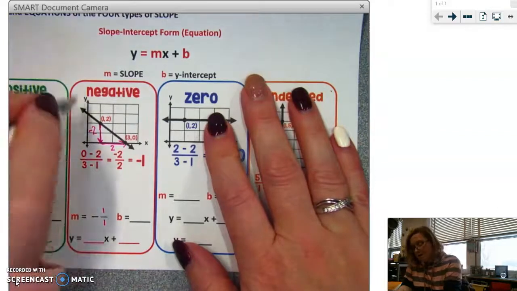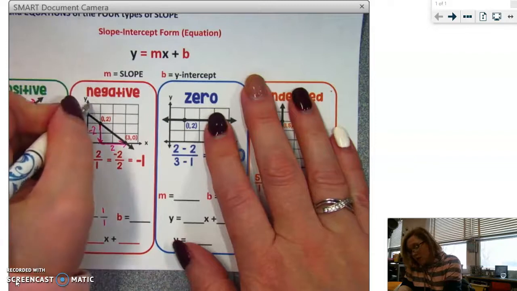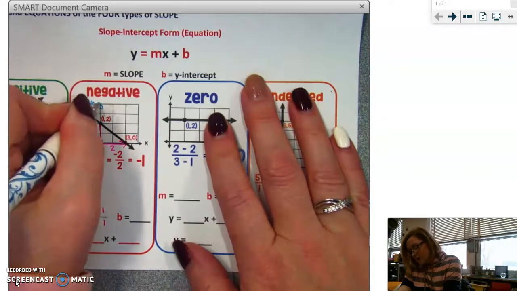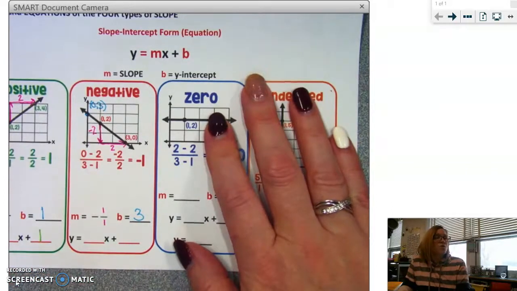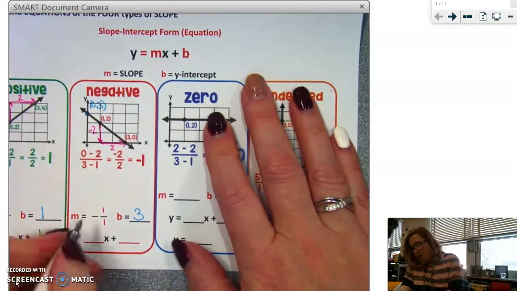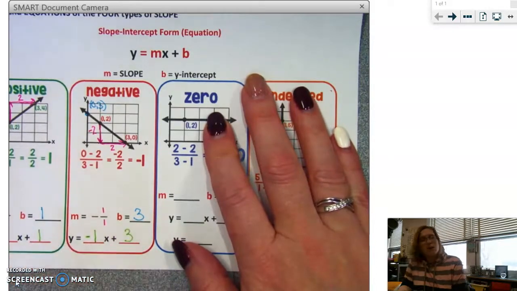My y-intercept this time is way up here, so that'd be 1, 2, 3. That's at 0, 3. So my y-intercept is at 3. So putting it all together for my equation, I would have y equals -1x plus 3.